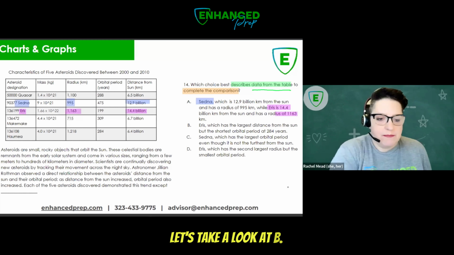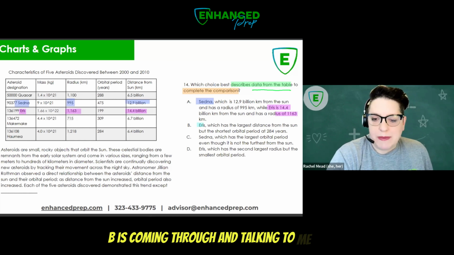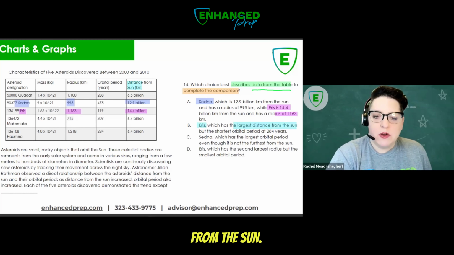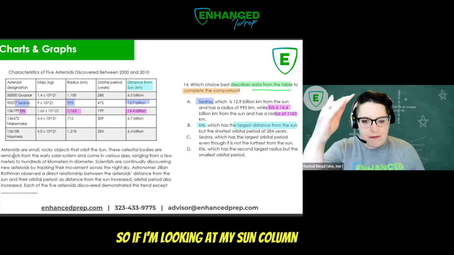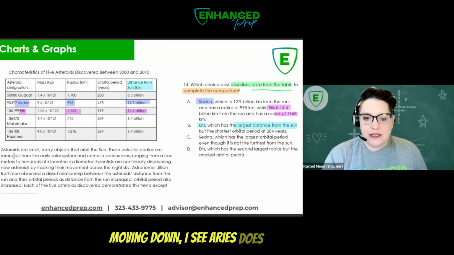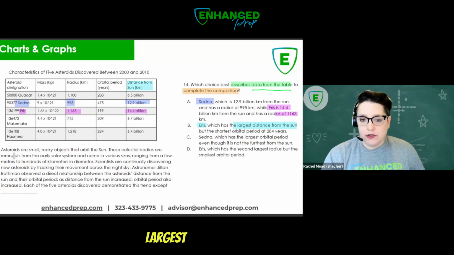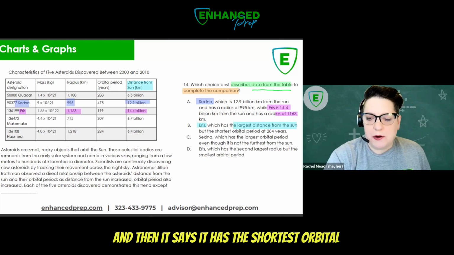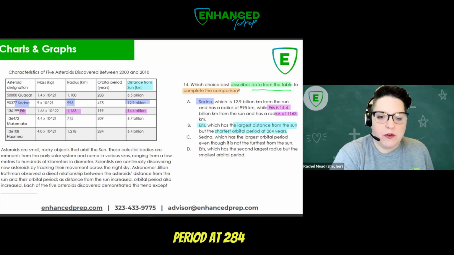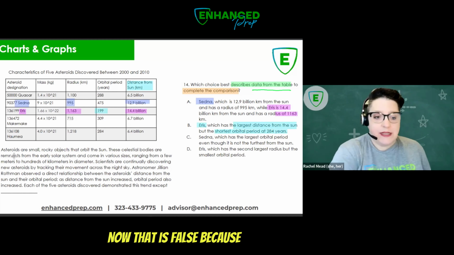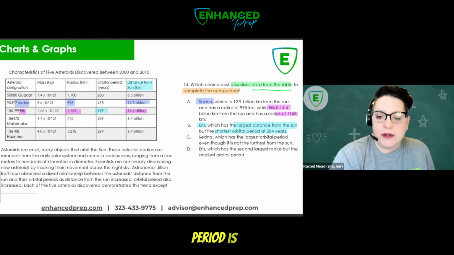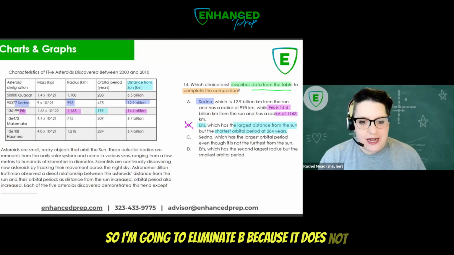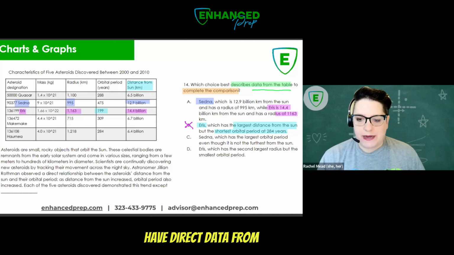Let's take a look at B. B is talking to me about Aries, and it says it has the largest distance from the sun. So if I'm looking at my sun column and I'm moving down, I see Aries does indeed have the largest distance from the sun. And then it says it has the shortest orbital period at 284 years. Now that is false because I can see my orbital period is 199. So I'm going to eliminate B because it does not have direct data from my table.